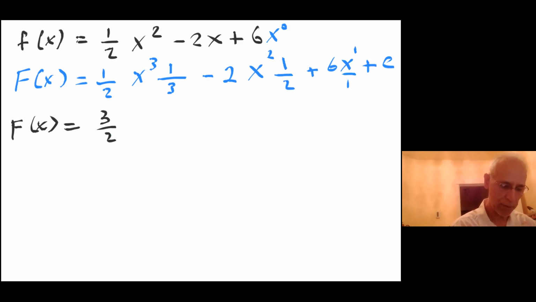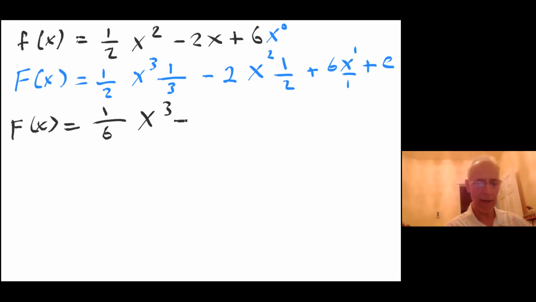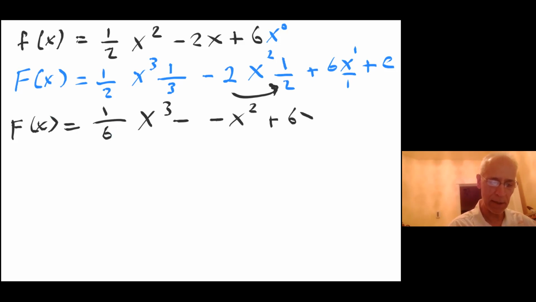Oh, no, sorry about that. 1/2 times 1/3 is 1/6. Getting ahead of myself. 1/6 x cubed minus 2 times 1/2 is just minus 1 x to the second power plus 6x plus c. So now I'm going to test myself.